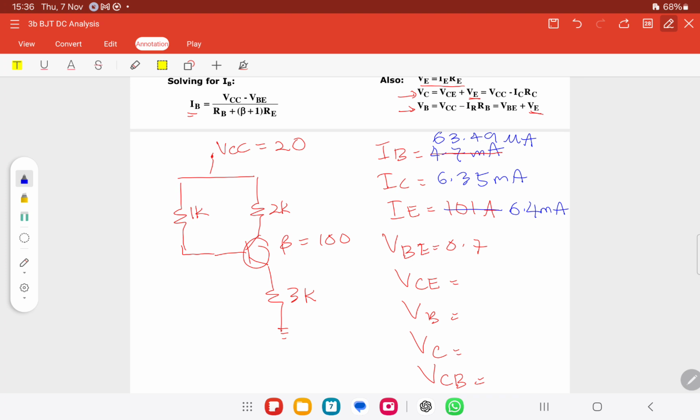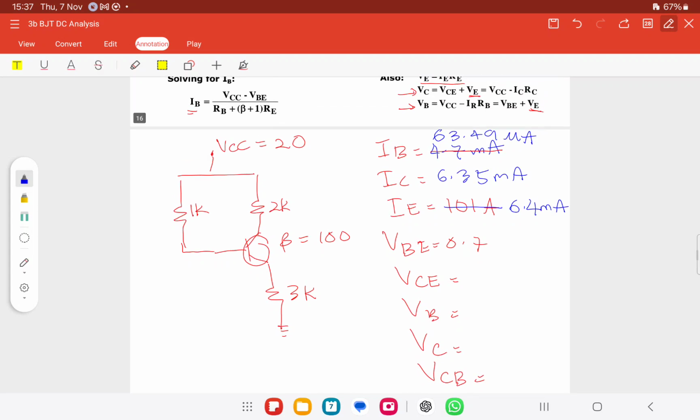Sebab kalau you nak check, buat je lah IE equals to IC tambah IB. Kalau nak check. Okay? So next one, siapa yang tak dapat, tak faham, raise up, nanti kita tengok. Siapa yang dapat, then that's good. Dah faham lah maksudnya. Okay, next one, voltage.